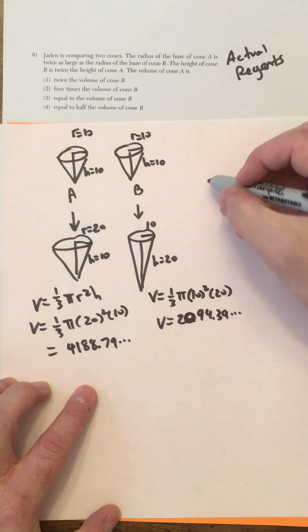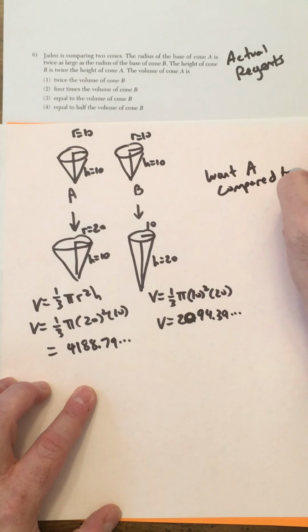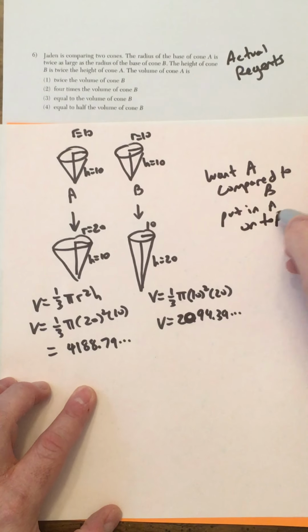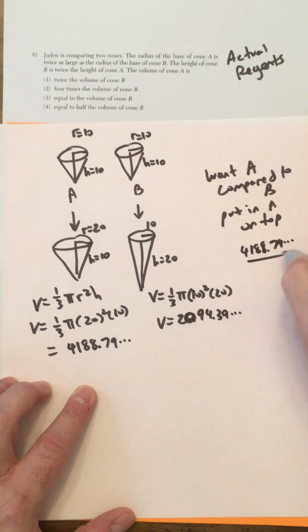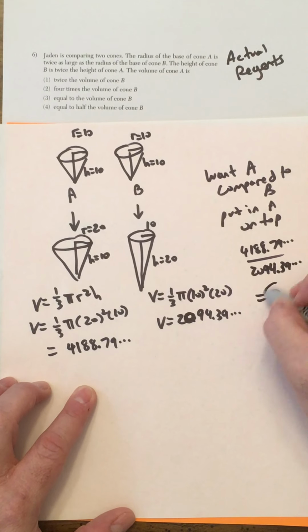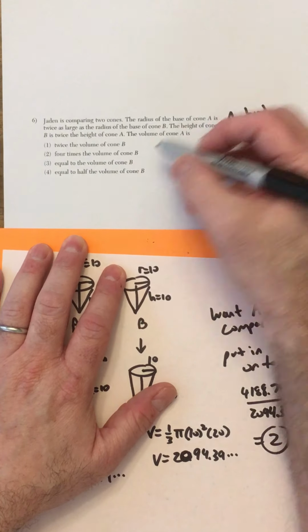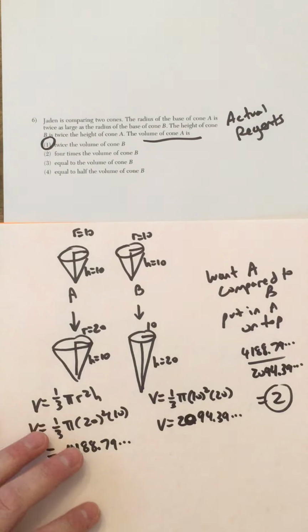Now, since we want A compared to B, we're going to put A on top in our ratio. So that's going to be like our image over a pre-image, A over B, which is 4,188.79... over 2,094.39... which gives us 2. What we learned is that the volume of cone A is twice the volume of cone B. All right, so you can work on your homework.